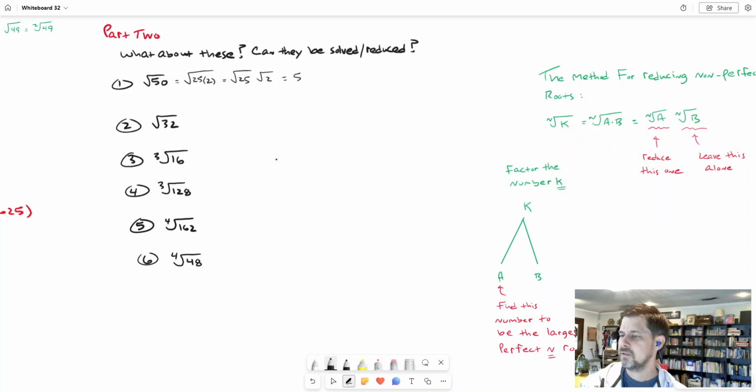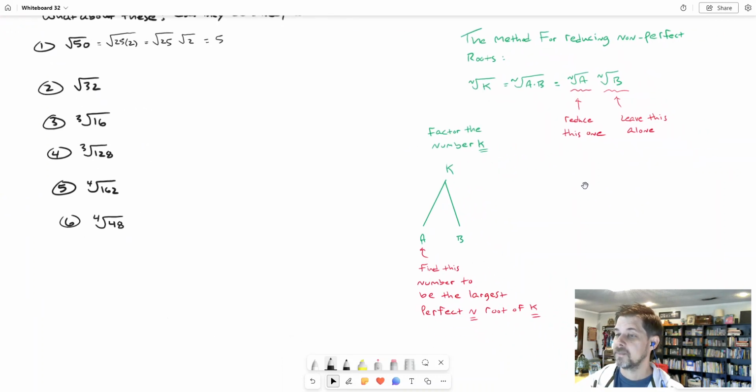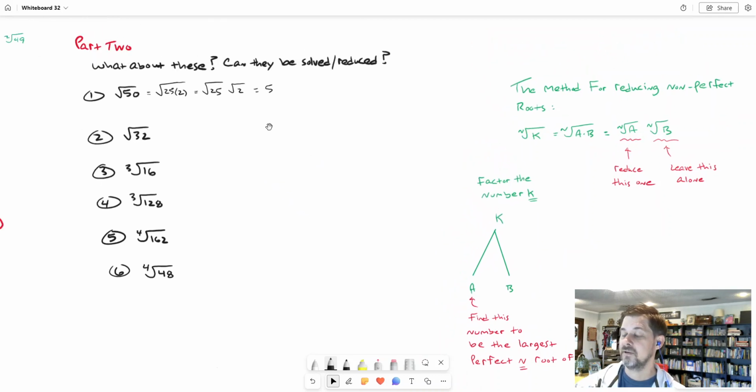What about square root of 2? It's not a perfect square, and it's not further reducible. Okay? Because remember, you choose this number a to be the largest number that is a perfect square root. You reduce that one, and you leave the other one alone. So we'll have to leave alone the root 2. So we'll get 5 root 2. Okay, there's our answer to that one. That's how we can reduce it.